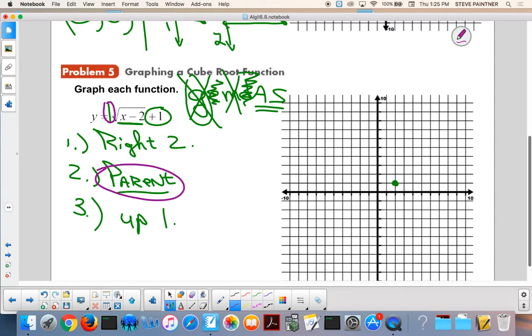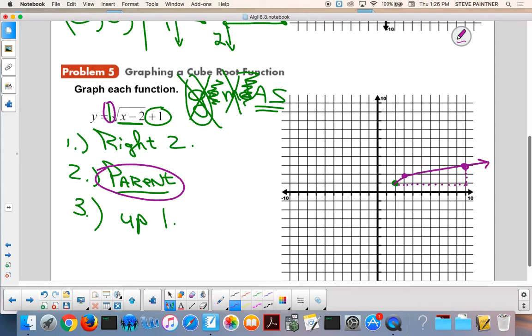Where? Right 1, up 1. Then where? Right 8. I think this is 8. Let's see here: 1, 2, 3, 4, 5, 6, 7, 8. Up 2. I'm going 8 to the right, up 2. Okay. So I can already see the functions like this.